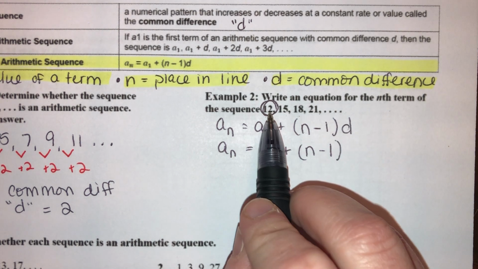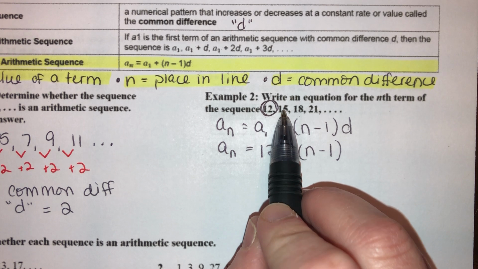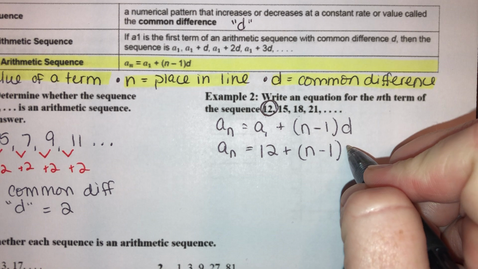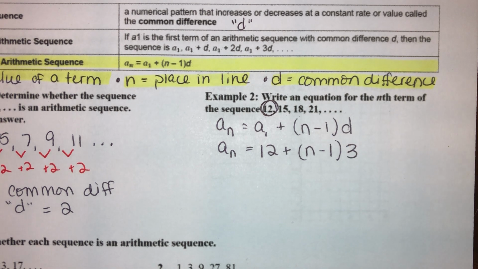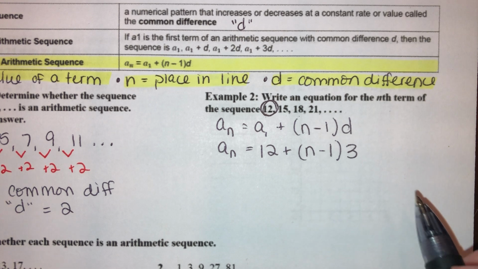the common difference. What am I doing to get from one number to the next? 12 to 15, I added 3. 15 to 18, I added 3. 18 to 21, I added 3. So I'm just adding 3. So I multiply this times 3. So then I can just start simplifying, right?